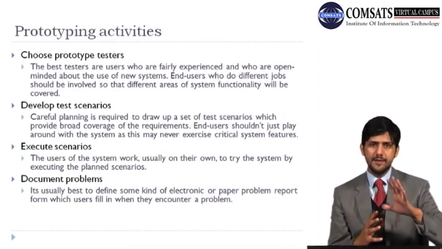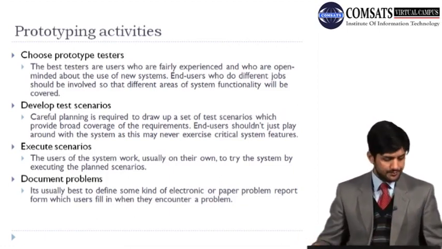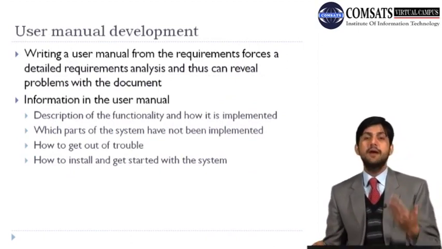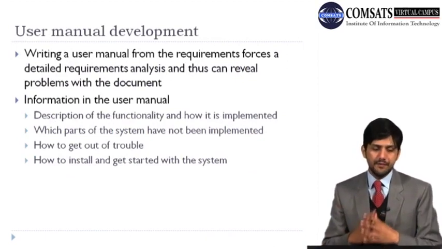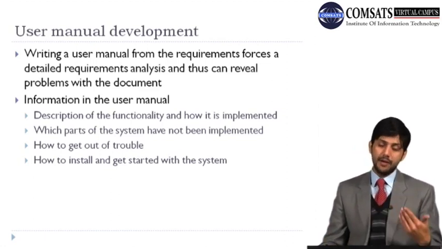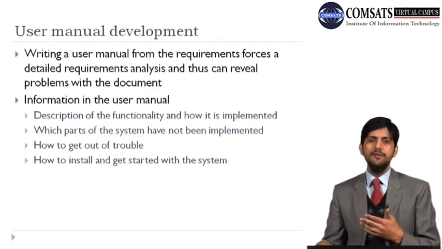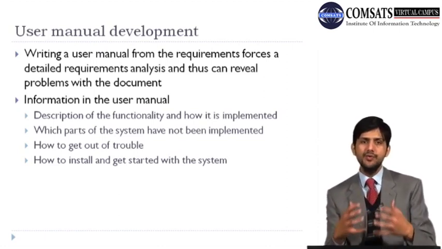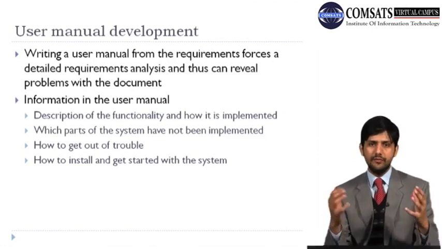So this is a very brief detail of what activities are performed during prototyping for validation. Another thing that can be done for validation is user manual development. We discussed prototyping for validation. Now let's look at how user manual development can be used for validation. Writing a user manual from the requirements forces a detailed requirement analysis and thus can reveal problems with the document. It is sort of like you have prepared something and you give it to somebody who is going to use it to produce something new, but he would go through it very carefully.